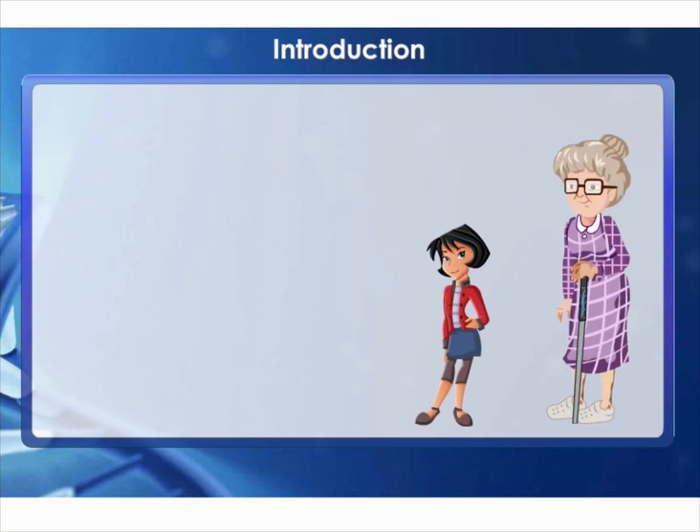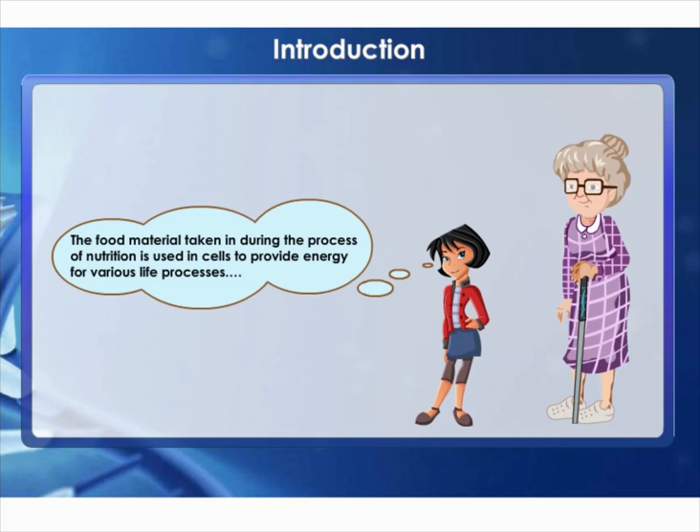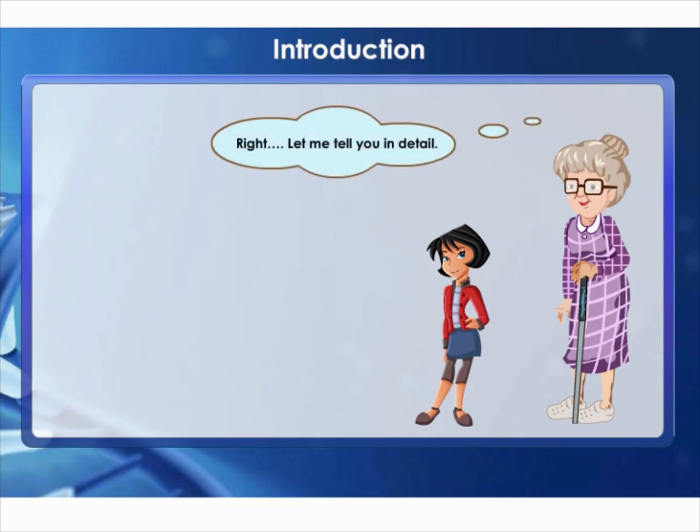Introduction. Meena and her grandmother went for a walk. We've discussed nutrition in organisms. Can you tell me what you've learned from this chapter? The food material taken in during the process of nutrition is used in cells to provide energy for various life processes. Right. Let me tell you in detail.